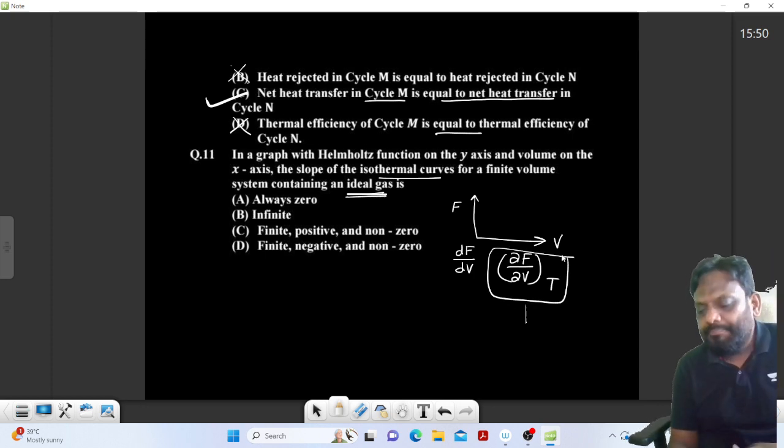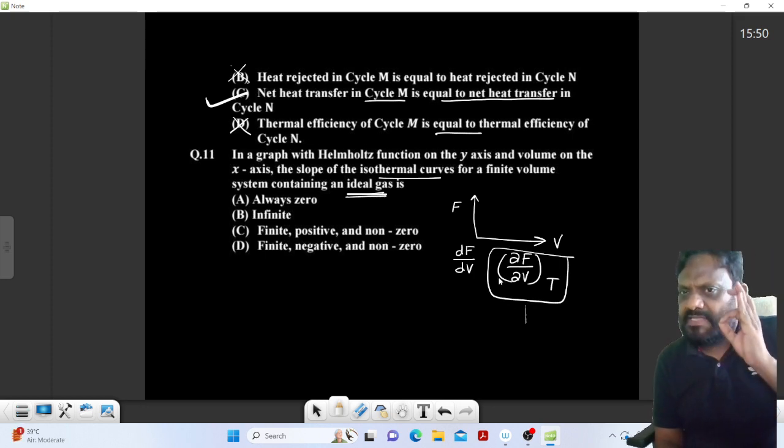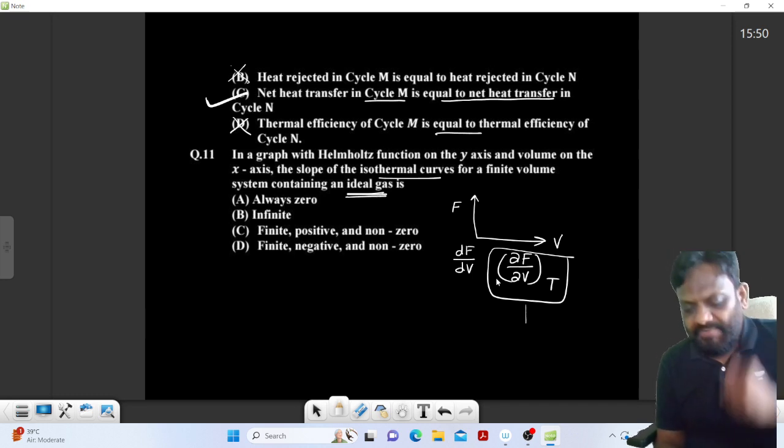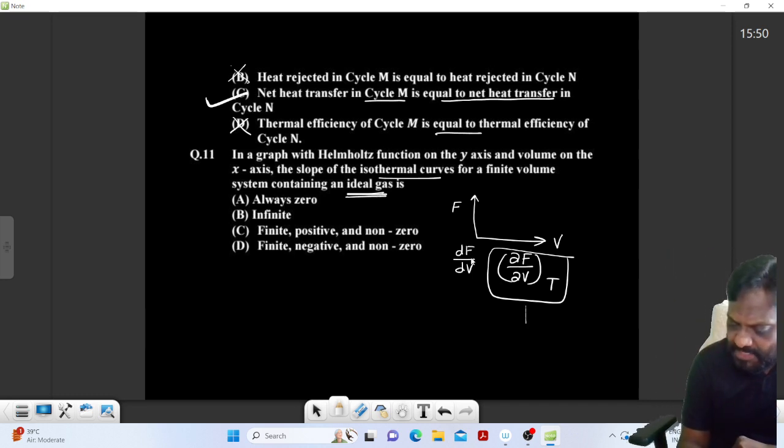Why are you writing dou? Whenever one parameter is kept constant, it will be partial derivative. It will be partial derivative because this term is evaluated at constant temperature. So he is asking the slope of Helmholtz curve, with Helmholtz function on y-axis and volume on x-axis.